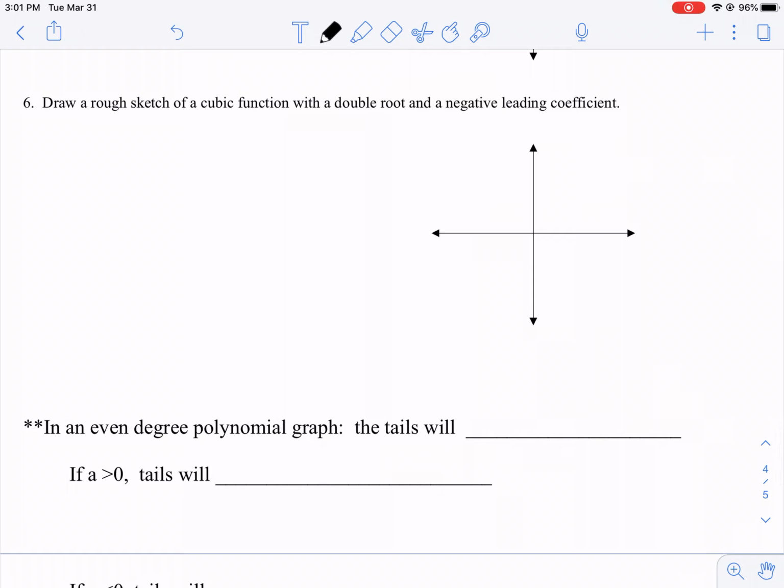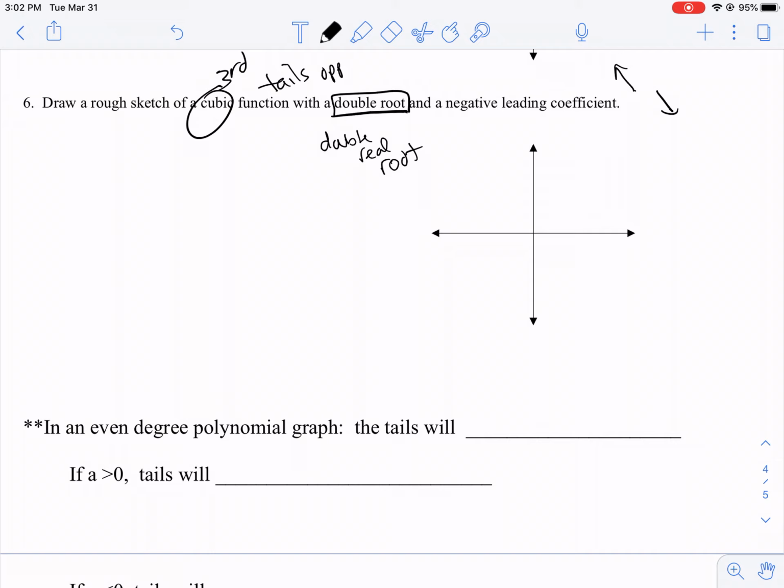Number 6, draw a rough sketch of a cubic function. So that's 3rd degree, so odd, with a double root and a negative leading coefficient. So the tails are opposite. So negative leading coefficient, so it's down and to the right and up and to the left. A double root means it's a double real root. They have not specified about any other roots. Well, that gives me 2. I've only got 1 left.